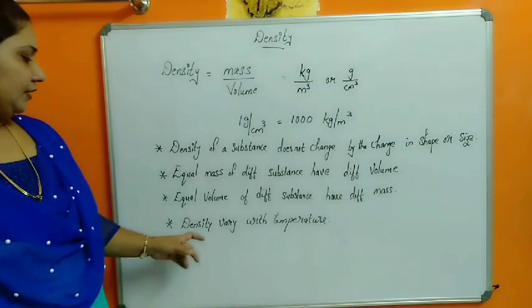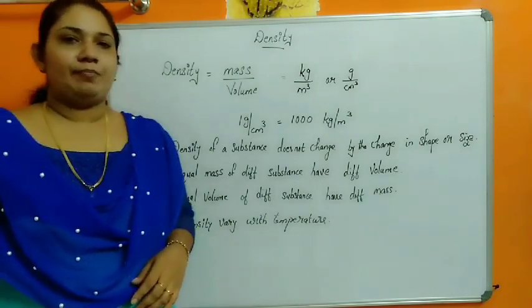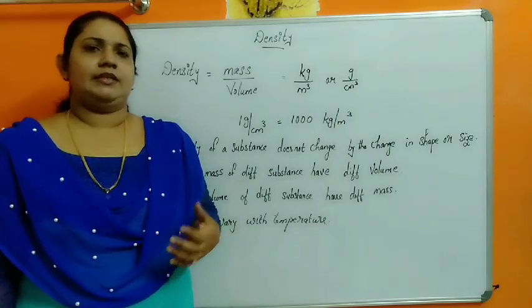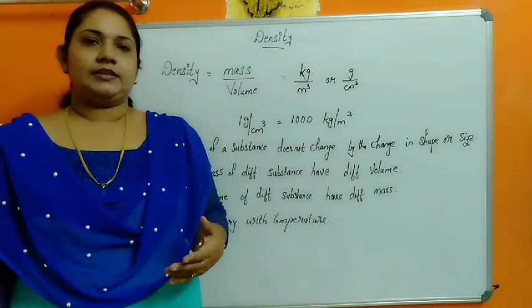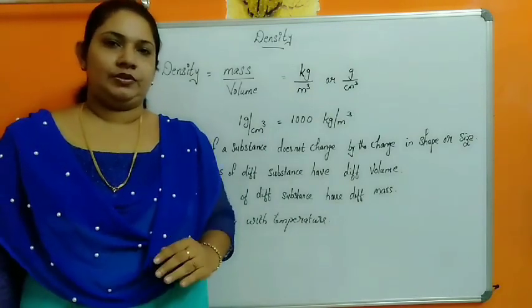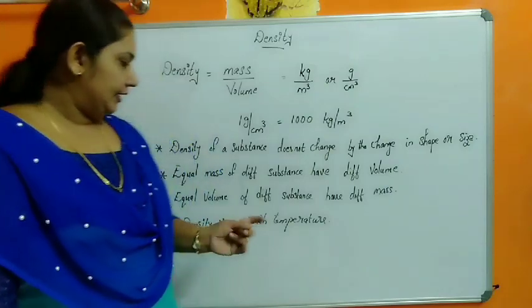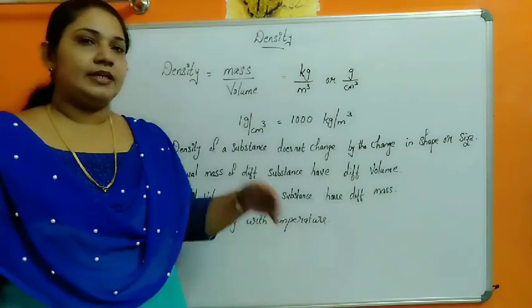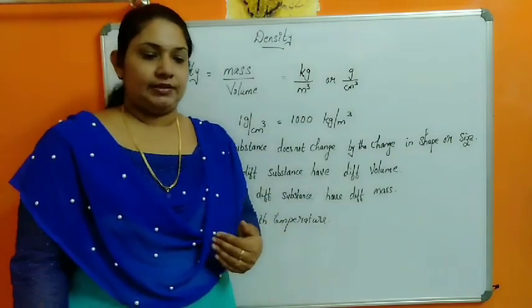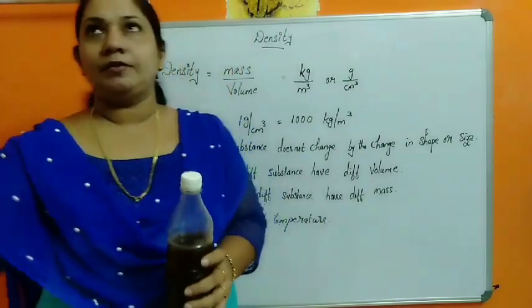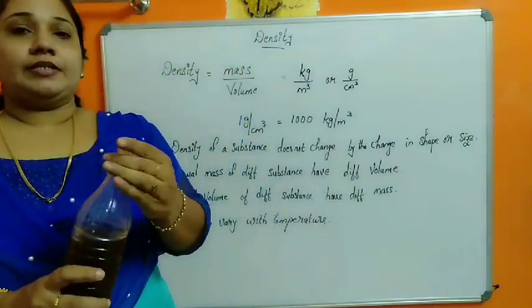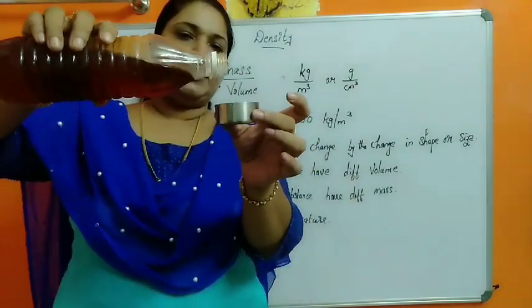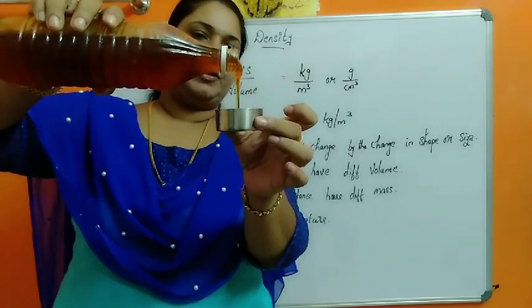And the last topic is: density varies with the temperature. With the increase in temperature, the density of a substance, whether it is a solid, liquid or gas, will reduce. That is, it is inversely proportional. When temperature increases, density decreases. For that I will show you another example. Here you can see the honey. When we pour it, it is very thick, a highly dense object.